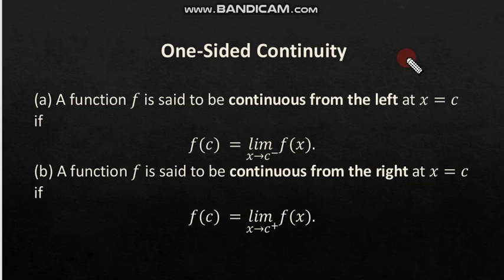If in limits we have what we call one-sided limits, here in continuity we also have what we call one-sided continuity. A function f is said to be continuous from the left at x equals c if f of c is equal to the limit of the function to the left. A function f is said to be continuous from the right at x equals c if f of c is equal to the limit of the function to the right.